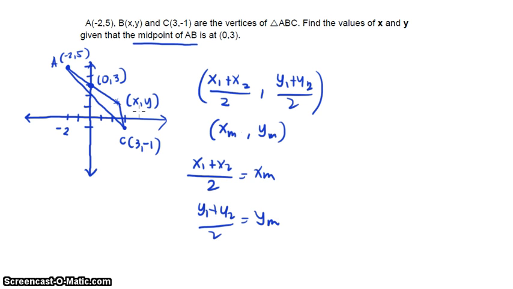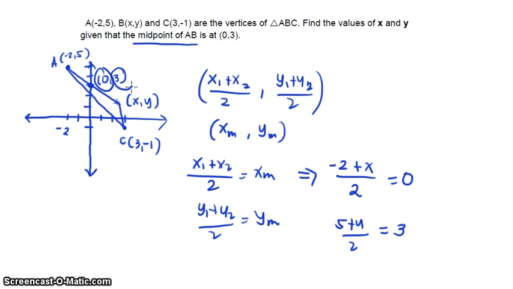Now by simply putting the numbers in the formula, for x1 and x2, it means (-2 + x) over 2 should be equal to 0. And then (5 + y) over 2 should be equal to the midpoint 3. And from here, when we solve these equations, on the first one, this implies -2 + x equals 0 times 2, which is just 0, so x is equal to 2.